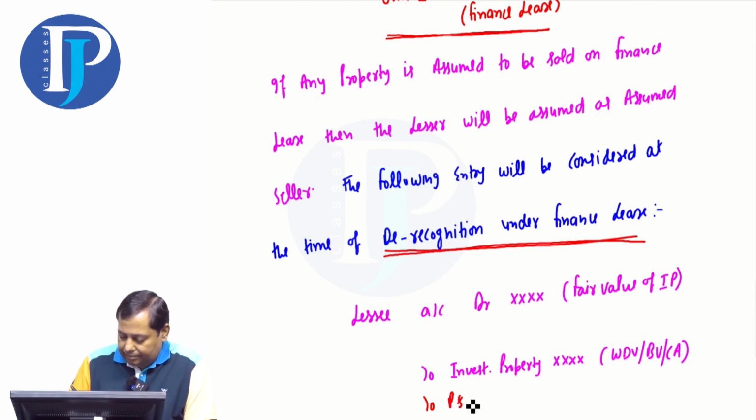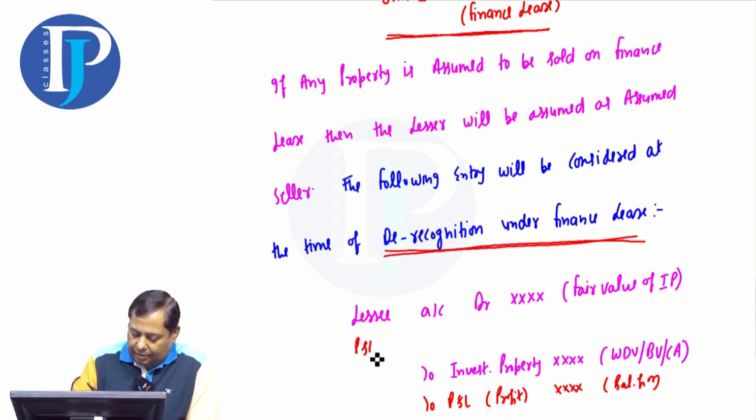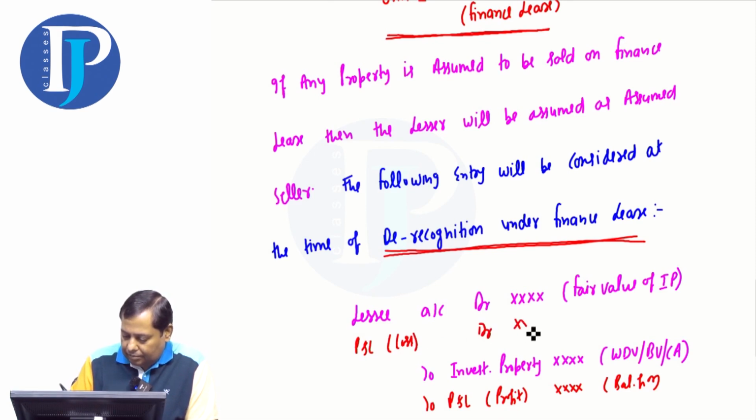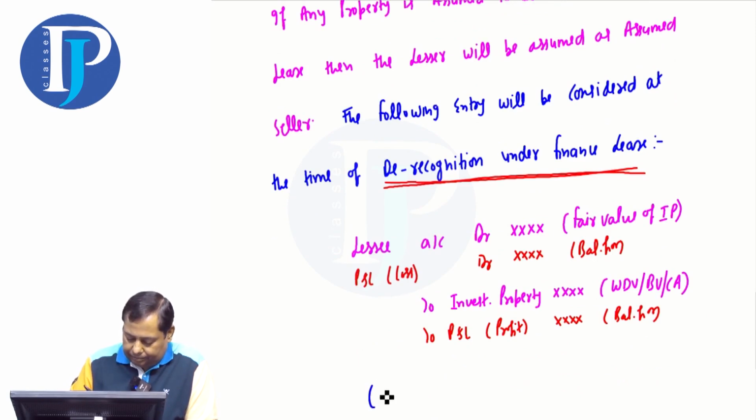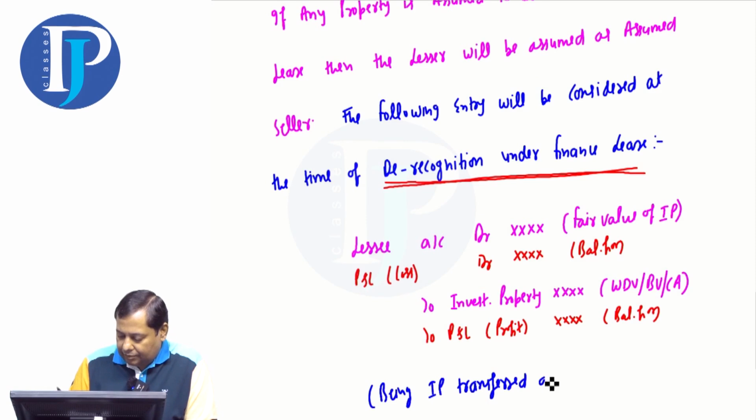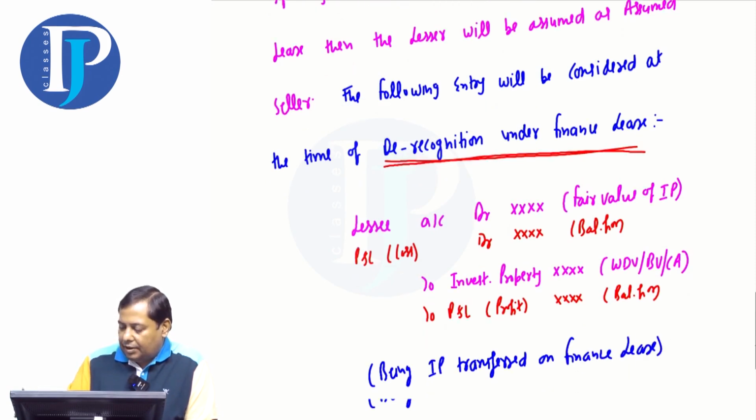To P&L. Profit. P&L debit. Being IP transferred on finance lease.